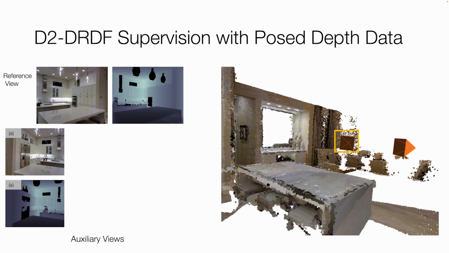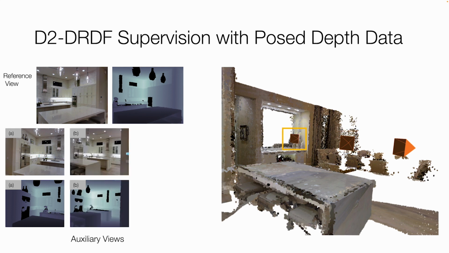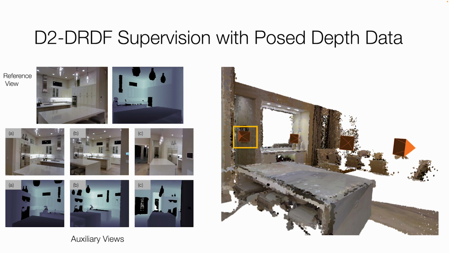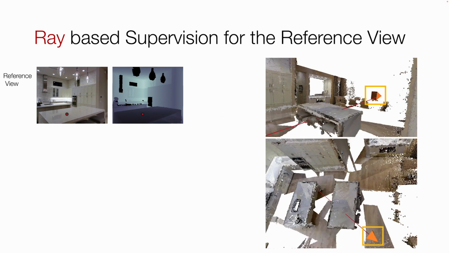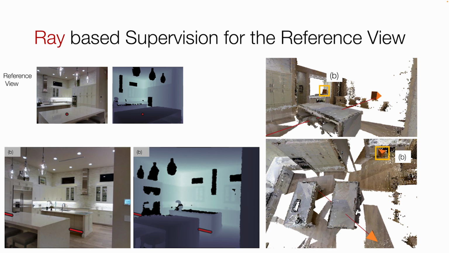We show the camera of A on the right. The view B can observe parts of the scene that are occluded in the reference view. The view C can observe the side of the bar counter that is not visible in the reference view. For instance, consider a ray shown by the red dot on the image. On the right, we show the same ray in 3D. We observe the same ray from another view B.